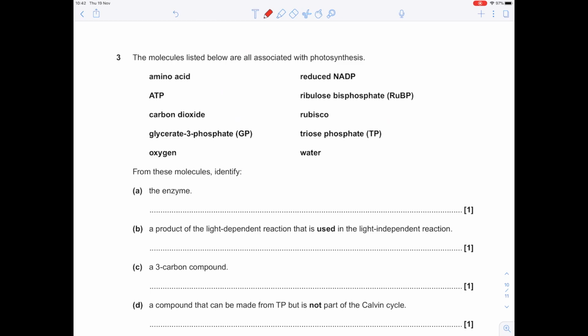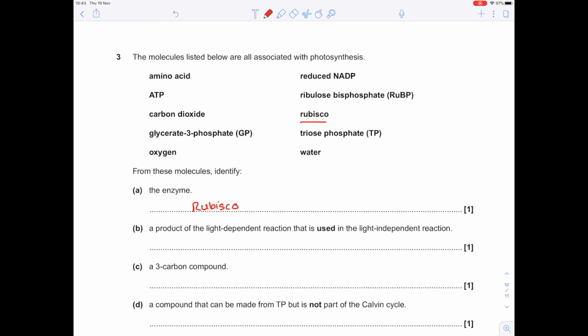The molecules listed below are all associated with photosynthesis. From these molecules, identify the enzyme. Well, this is interesting. This is really making sure that you know this in detail. That's Rubisco, which annoyingly, remember most enzymes have A's in their name. Rubisco is an exception to this.